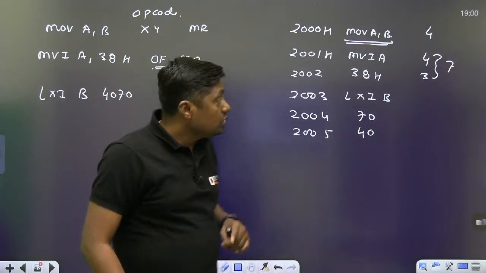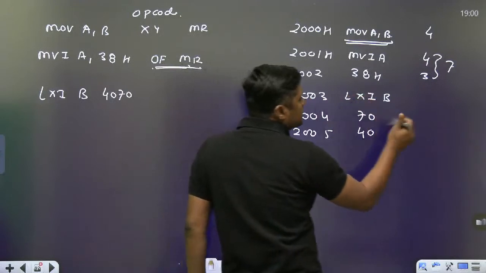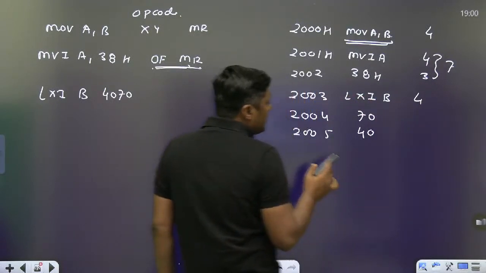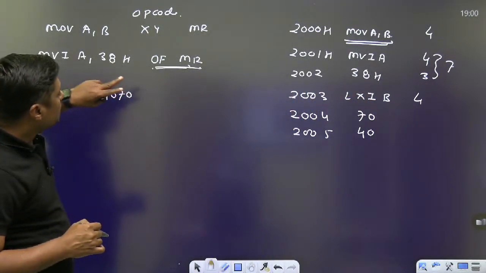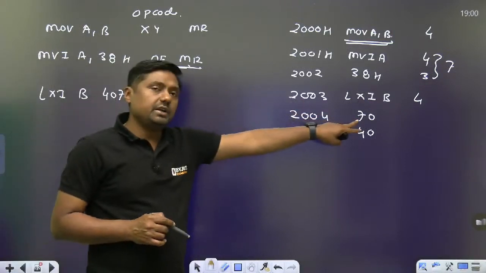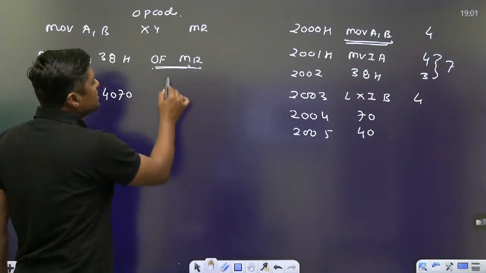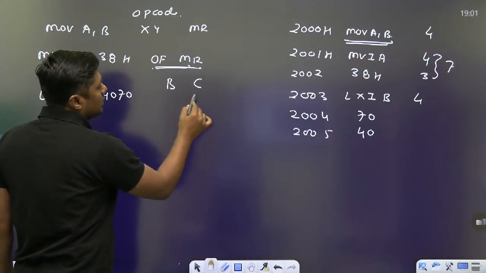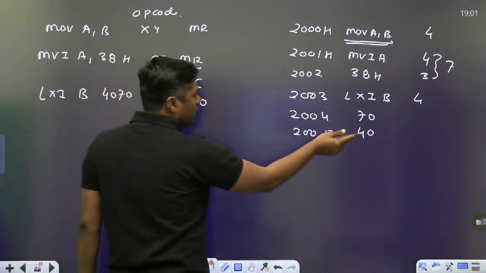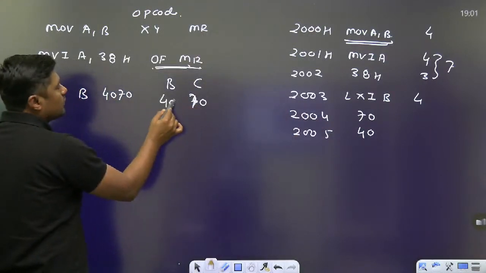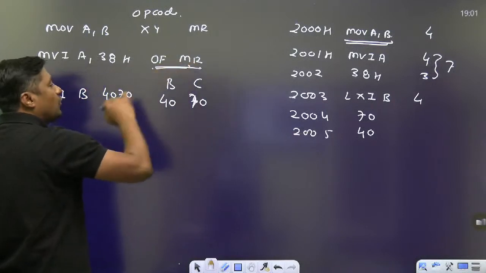Okay. So the first one is called opcode fetch. 4 T states are required. Second case, this will do a memory read of 70, and that 70 is transferred from memory to what? Microprocessor, and it is stored in what? C. This is the 70. Then again it will read memory, 40. 40 is transferred from memory to the microprocessor.